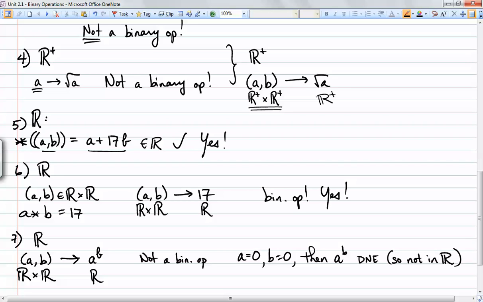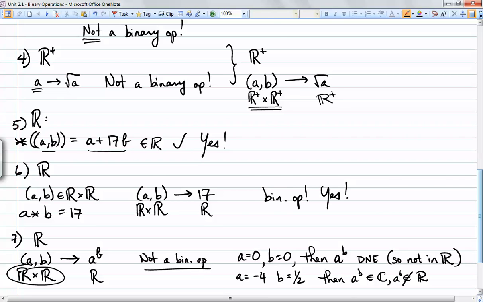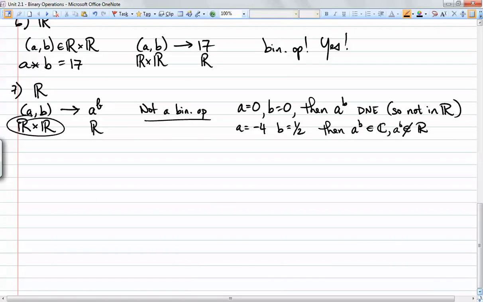Remember, it has to work for every ordered pair you can take from that cross product. Also, if A equaled -4 and B equaled a half, right, then A to the B would be in the complex numbers, but not in the real numbers, right? So not a binary operation. Two counterexamples there. One kind of stranger example.